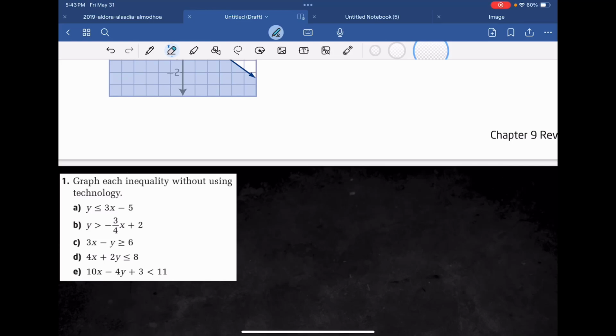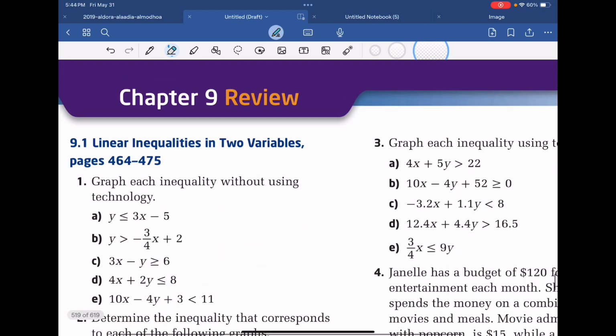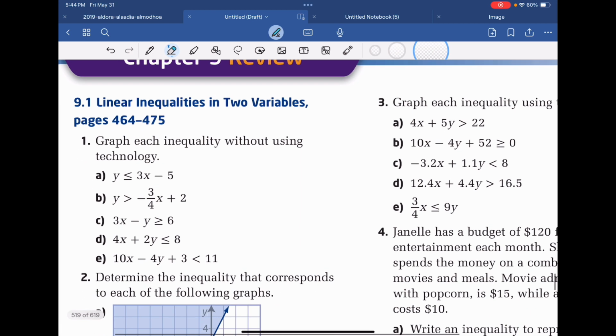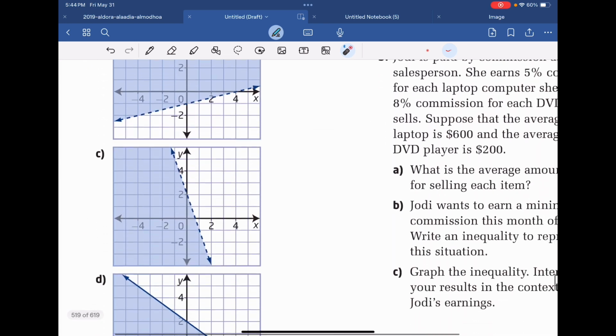Good. So let's do some exercises on chapter number 9, linear inequality in two variables. So the first question is: graph without using technology. So we need to graph just manually. So let's do that. Let me have the question here.